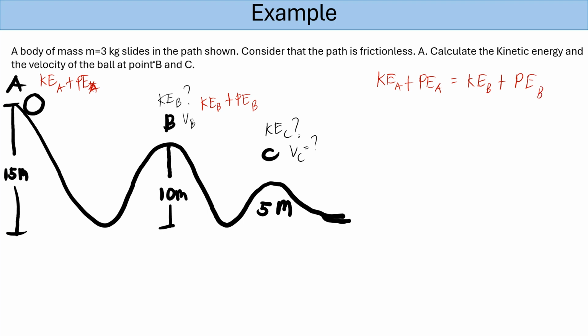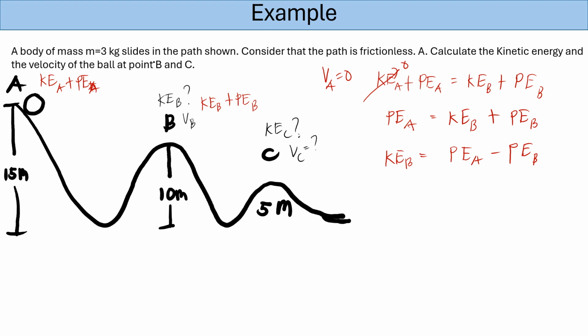Now, we're going to identify what values are actually zero. Since at point A, it's the start of our motion, so it just slides there. So, meaning its initial velocity VA is equal to 0, meaning our kinetic energy at point A is 0. So, we will be left with the expression PEA is equal to KEB plus PEB. So, from here, we can already derive the KEB. That is KEB is equal to PEA minus PEB.